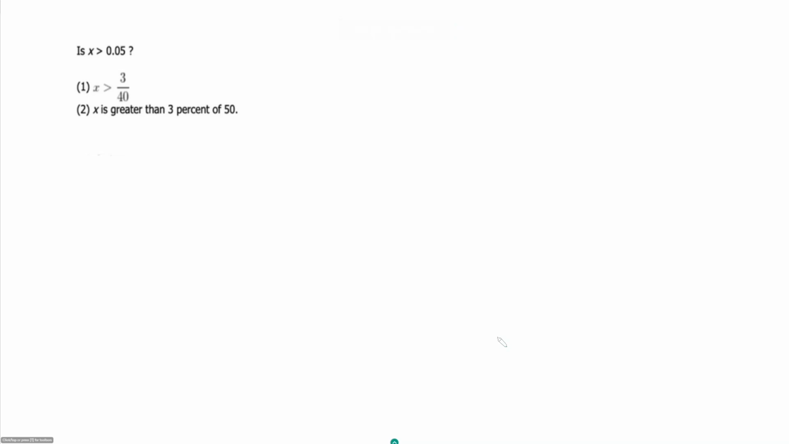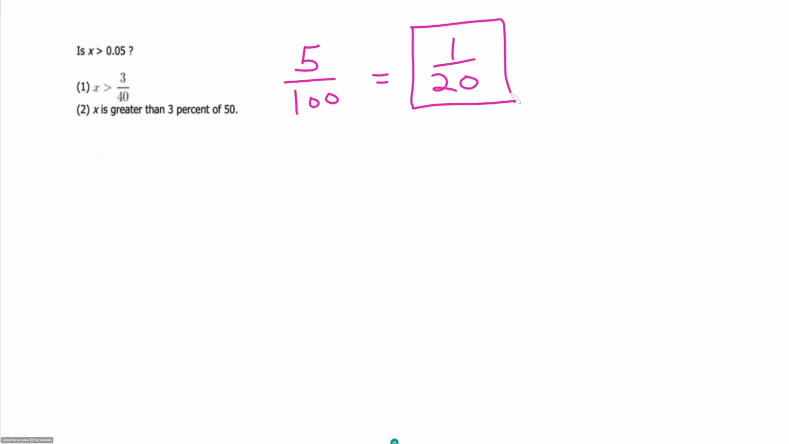Is x greater than 0.05? So 0.05 is one of those decimals that I've just sort of remembered. It comes up frequently enough that it is worth committing to memory. And so 0.05 is equal to 5 over 100, which is equal to 1 over 20. And so anytime you see 0.05 or 5%, it's worth knowing that it's just 1 over 20.